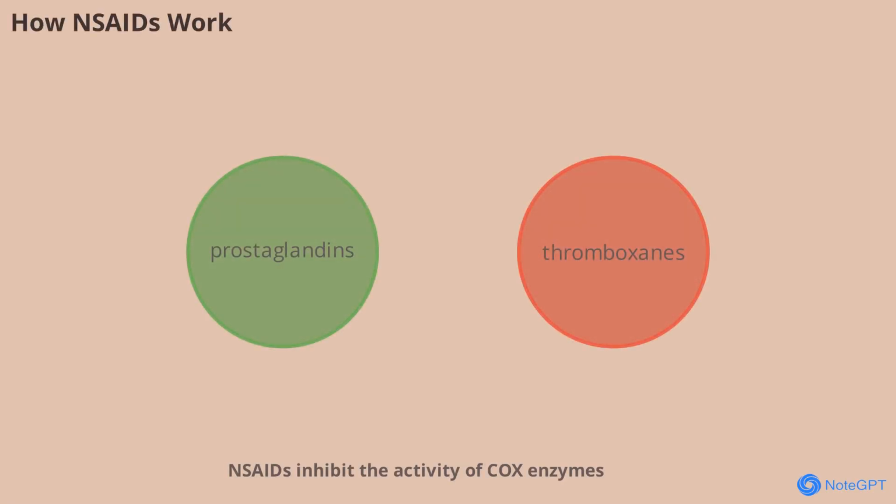NSAIDs inhibit the activity of COX enzymes, which metabolize arachidonic acid into prostaglandin H2. Prostaglandins are signaling molecules that modulate pain, inflammation, fever, and vasodilation. Thromboxanes, also produced in this pathway, are involved in platelet function and hemostasis. By blocking COX enzymes, NSAIDs reduce the production of these molecules, thereby alleviating pain and inflammation. This mechanism underpins their effectiveness in a range of conditions, but also explains their potential side effects.